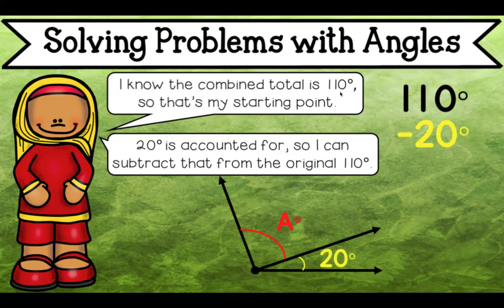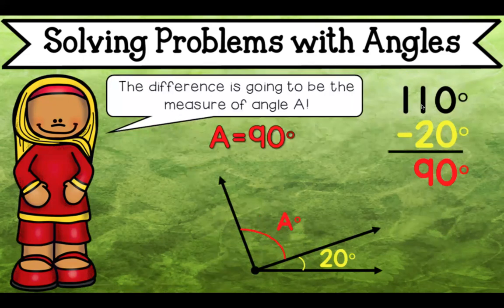I know the combined total is 110, so that's my starting point. 20 is accounted for, so I can subtract that from the original 110 right here. And we would get 90 degrees. So angle A would be 90 degrees. It's pretty simple. We're just doing some simple adding and subtracting here to find the angle measurements.